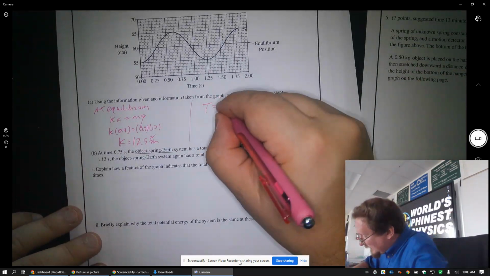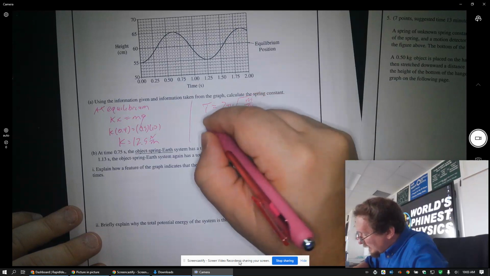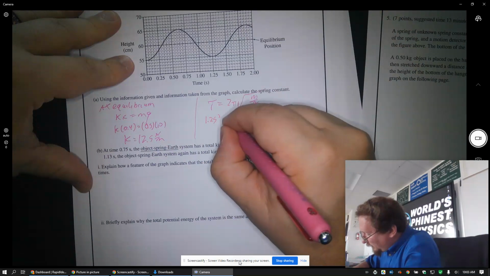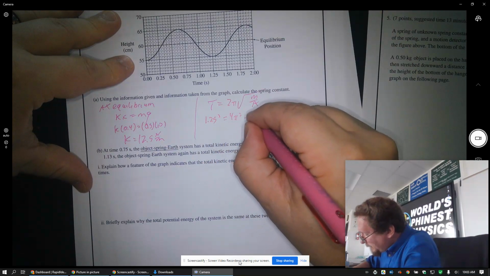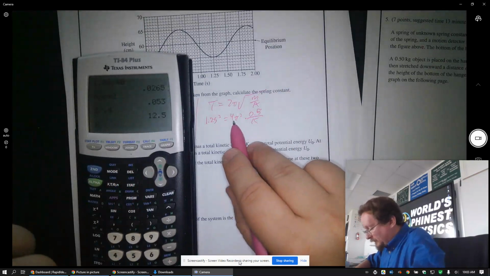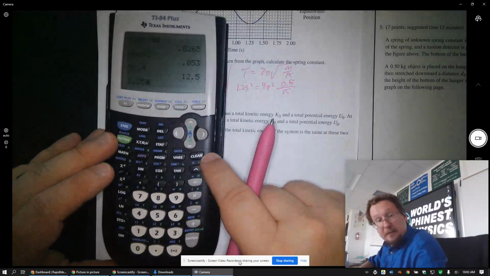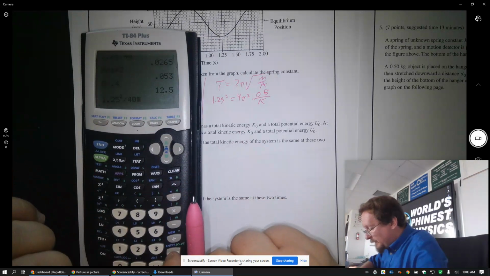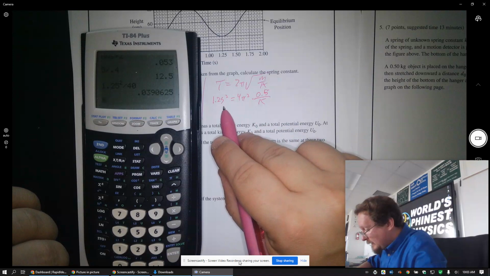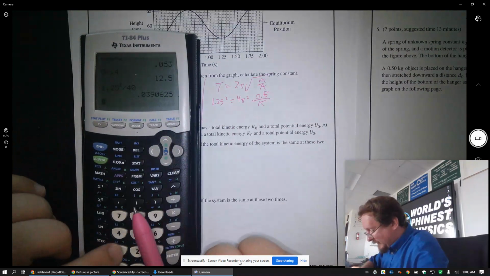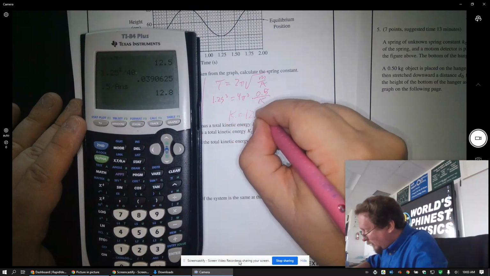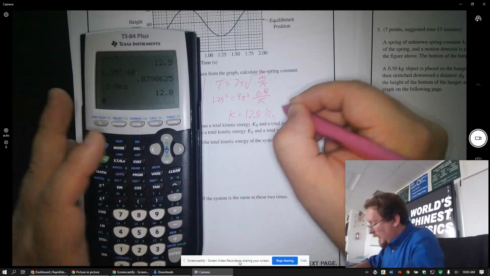The other way to do it is to say T is 2 pi radical m over k. So what is the period here? The period is 1.25. So 1.25 squared equals 4 pi squared times 0.5 kilograms over k. 4 pi squared is basically 40, because pi squared is basically 10. So I take 1.25 squared, divide by 40, I get this ugly number, and then I do 0.5 divided by that ugly number, and I get 12.8. So my k is going to be 12.8 newtons per meter rather than 12.5.